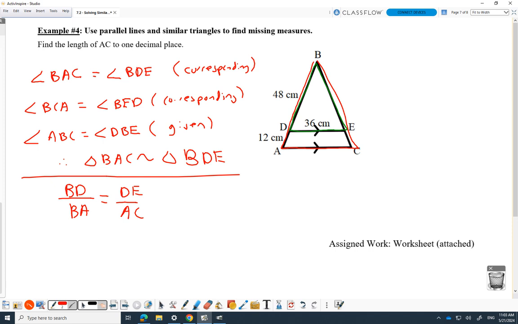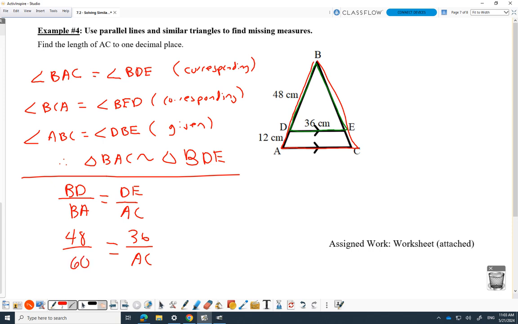So, how long is BD? 48. How long is BA? I'll let you think about that for a minute. How long is DE? 36. How long is AC? I don't mind that AC is an unknown in that. So how long is BA? 60. Okay, maybe that wasn't that hard. Yeah, but once in a while you get a little overlap there.